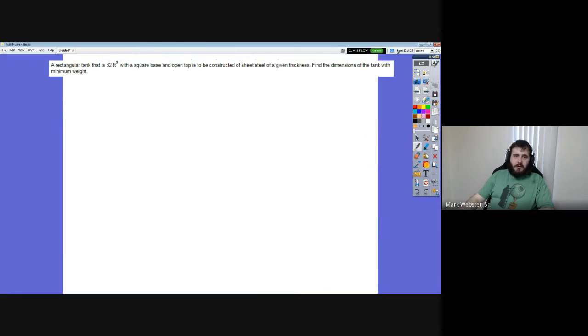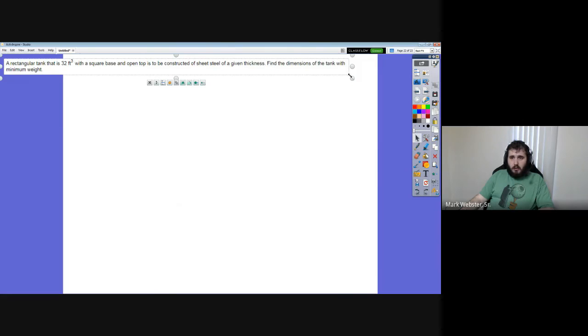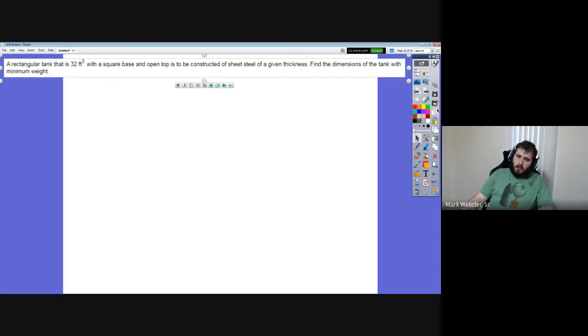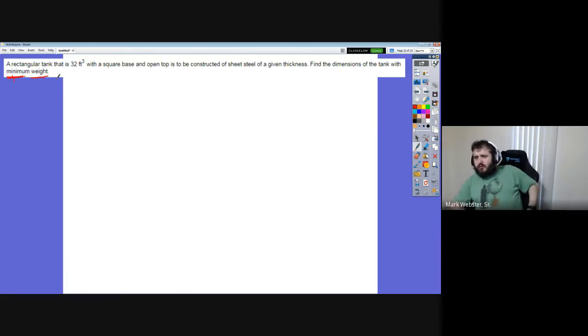We're almost done. Rectangular tank with a square base. So here, I want to point out some tricky things that they are telling us. They're saying minimum weight. They don't tell us anything about weight. What do we do? Well, if they say minimum weight, they're just talking about the materials, right? So we don't want volume because these are empty boxes.